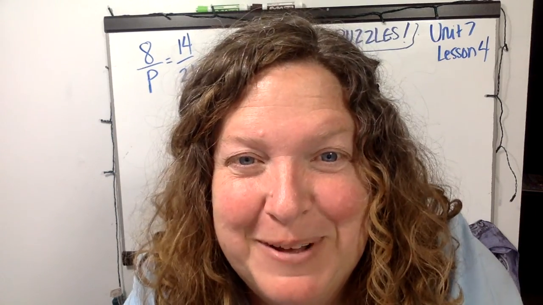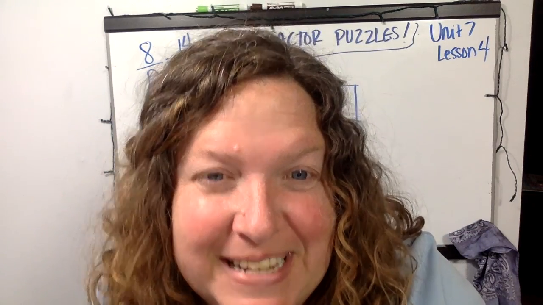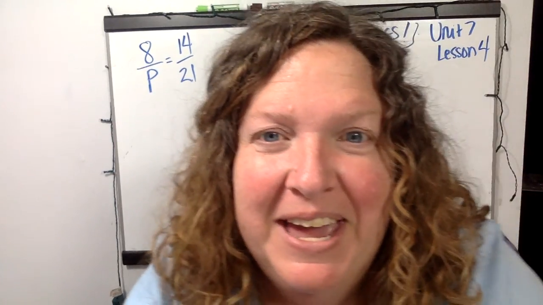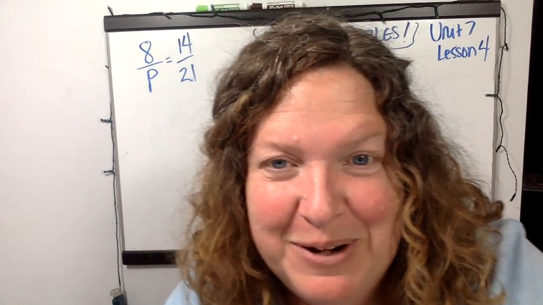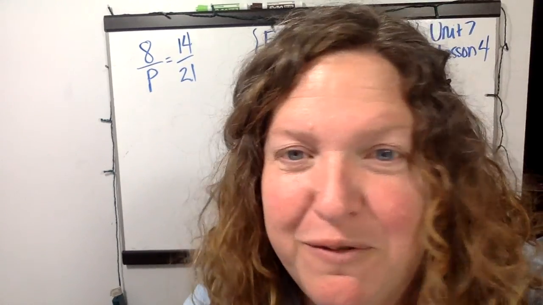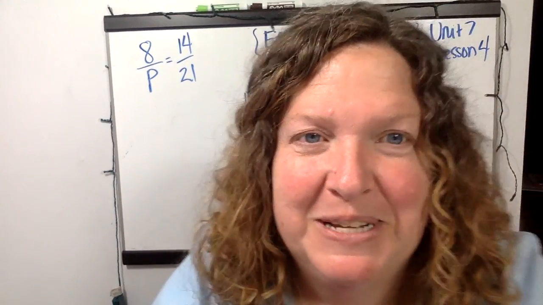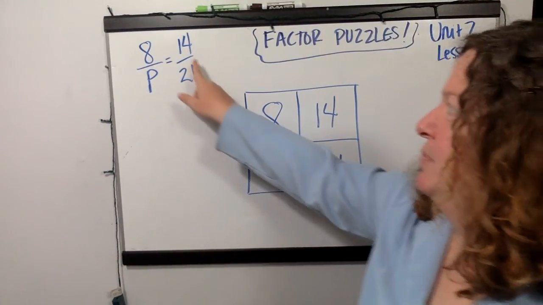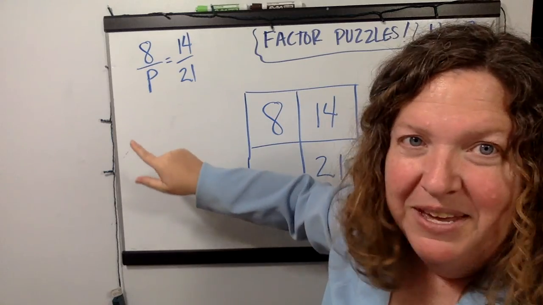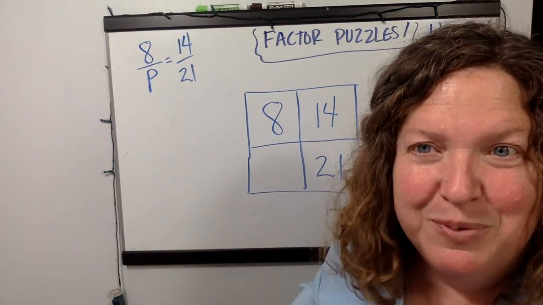Hey everyone, welcome back. We are in grade 6, unit 7, lesson 4. Before we dig into the unit, we're going to refresh ourselves on something that we learned way back in the first week of school: factor puzzles. One of the problems is 8 over p equals 14 over 21.